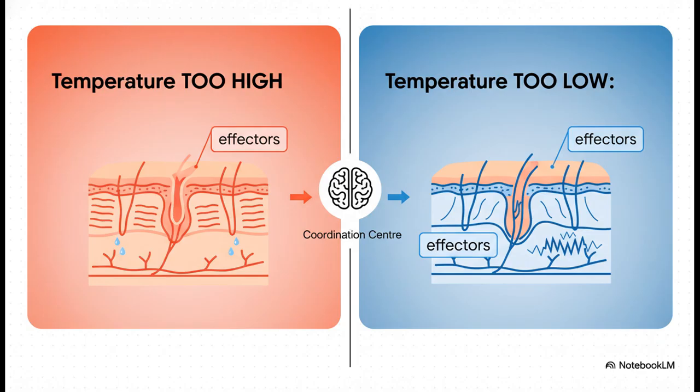Okay, now let's look at the too low side. Receptors detect your blood is getting a bit chilly. Again, the brain triggers a response, but this time it sends a message to different effectors, your muscles. They start to contract and relax super fast. In other words, you shiver, and that generates heat. See? Two opposite problems, two clever, targeted solutions, all happening without you even thinking about it.